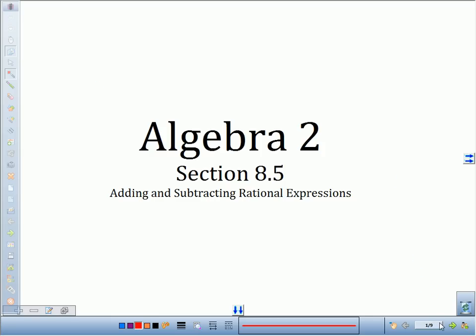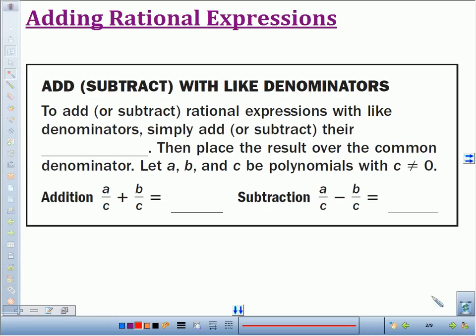It should come as no surprise that adding and subtracting rational expressions is pretty much the same as adding and subtracting regular fractions. Of course, it adds a little bit of a hiccup because we aren't looking at regular fractions, we're looking at expressions, which increases the amount of work we have to do. But it's still the same basic idea. Let's start with adding and subtracting if we have common denominators, like denominators.